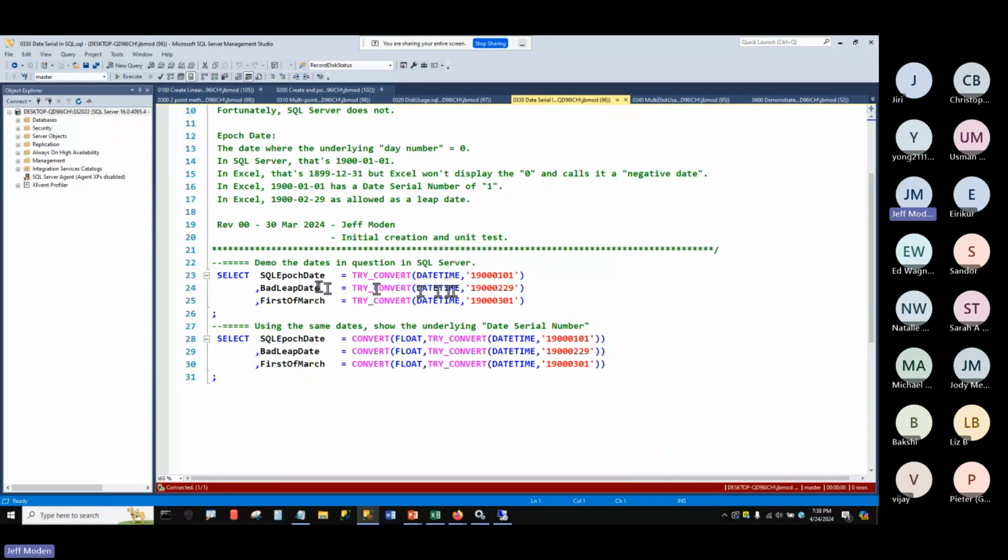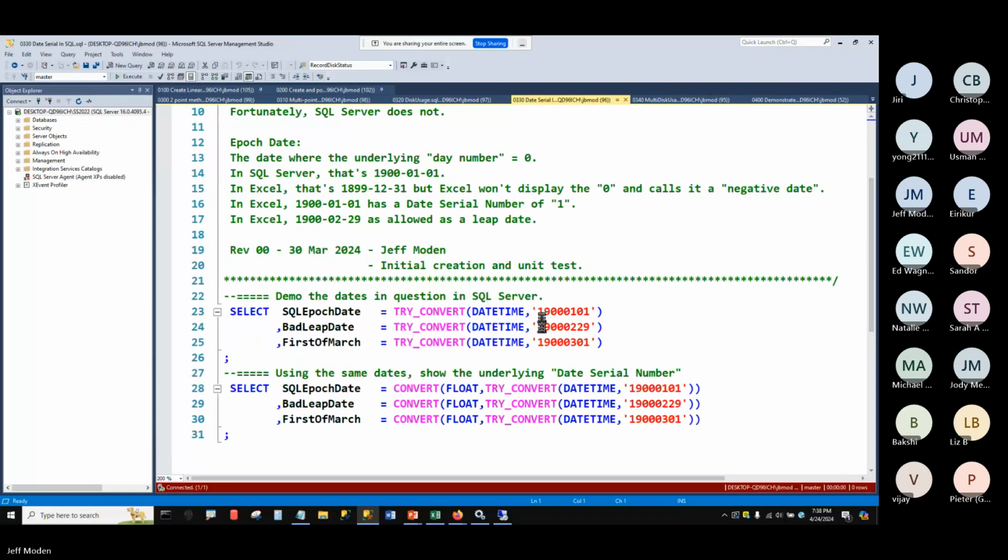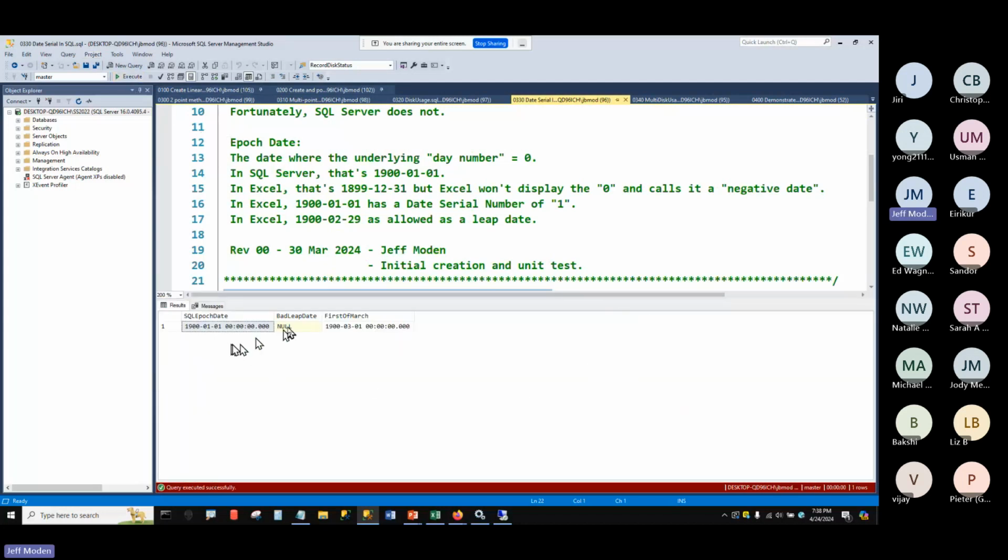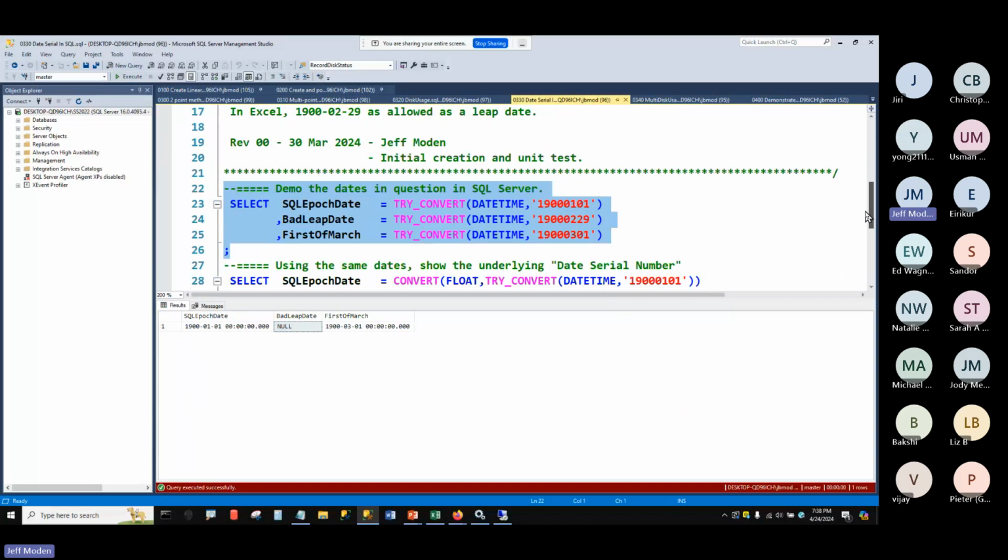And what I'm going to do is, let me zoom in on this just a little bit more. So we have 1900-01-01, we have 1900-02-29, and we have 1900 1st March. And we're going to do a try convert on all of those to date time. And when we run this, you can see it didn't pass on the 29th of February, because the 29th of February should not actually exist. It converted the other two just fine.